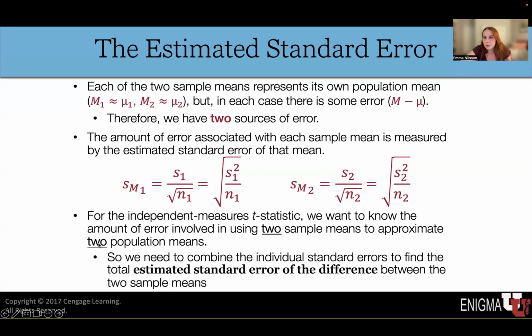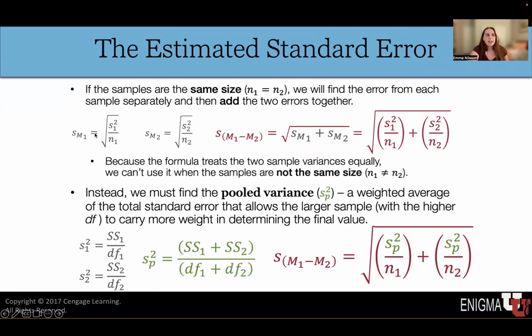Just in summary here, this is what we've already said. For the independent measures t-statistic, we want to know the amount of error that is involved in using two sample means to approximate two population means. So we need to find some way to combine the individual errors to find the total estimated standard error of the difference between the two sample means. There are two different formulas that we can use for this, and they depend on whether or not we can estimate the variances. So if the samples are the same size, then we're going to find the error from each of the samples separately, and we're going to add the two errors together. Estimated error for sample 1, estimated error for sample 2, and we just add those together. That's all it is.